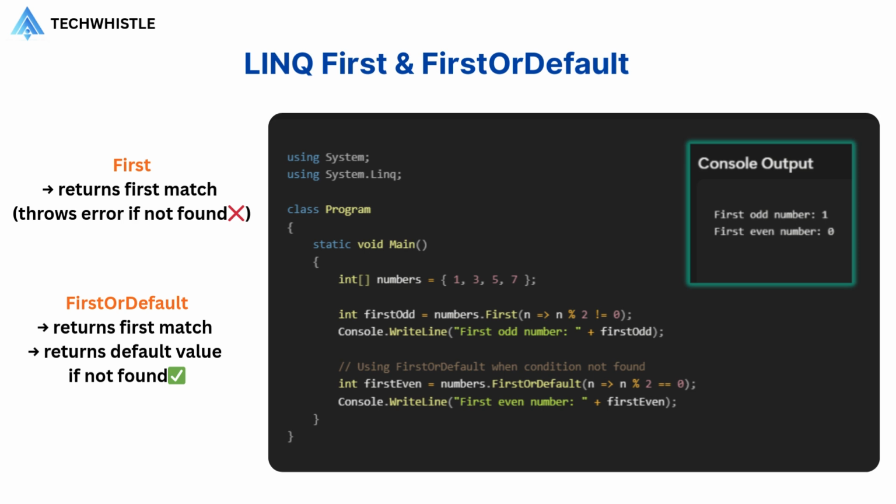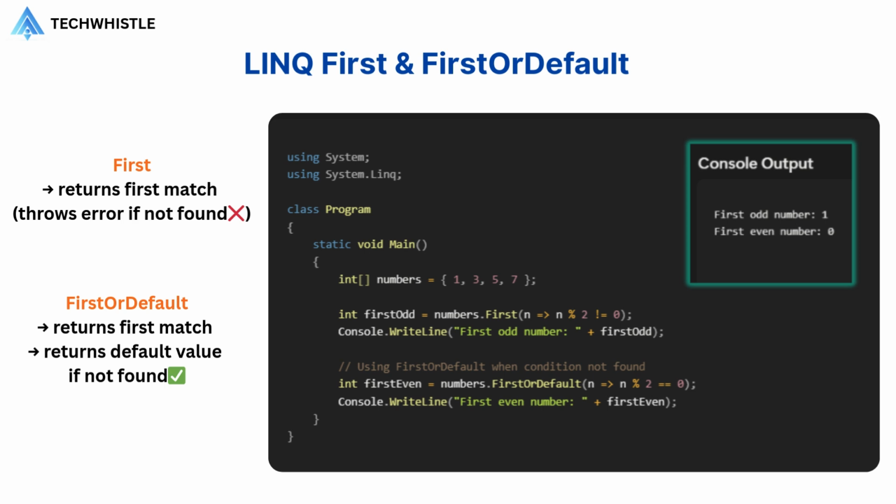And that's where FirstOrDefault comes to the rescue. The difference is that FirstOrDefault doesn't crash if nothing is found. Instead, it returns the default value for the data type. For integers, the default is 0. For strings, it would be null. For objects, also null. So in our example, the console prints first even number 0. This tells us, hey, I didn't find an even number, so here's the safe default instead of throwing an error.